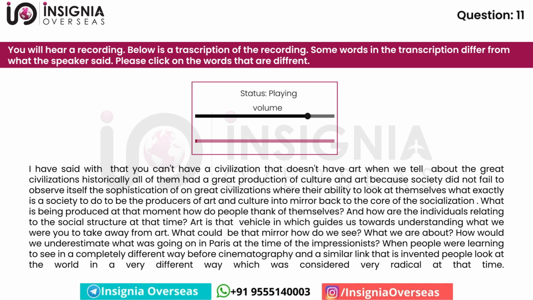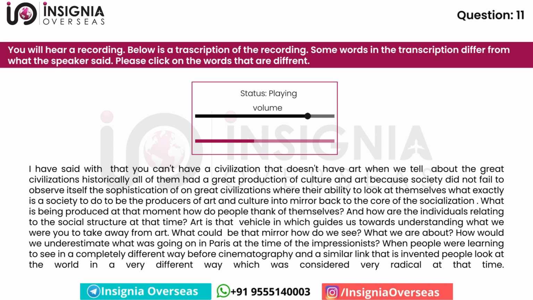I have said before that you can't have a civilization that doesn't have art. When we think about the great civilizations historically, all of them had a great production of culture and art because society did not fail to observe itself. The sophistication of the great civilizations was their ability to look at themselves. What exactly allows a society to be the producer of art and culture and to mirror back to the core of the society?